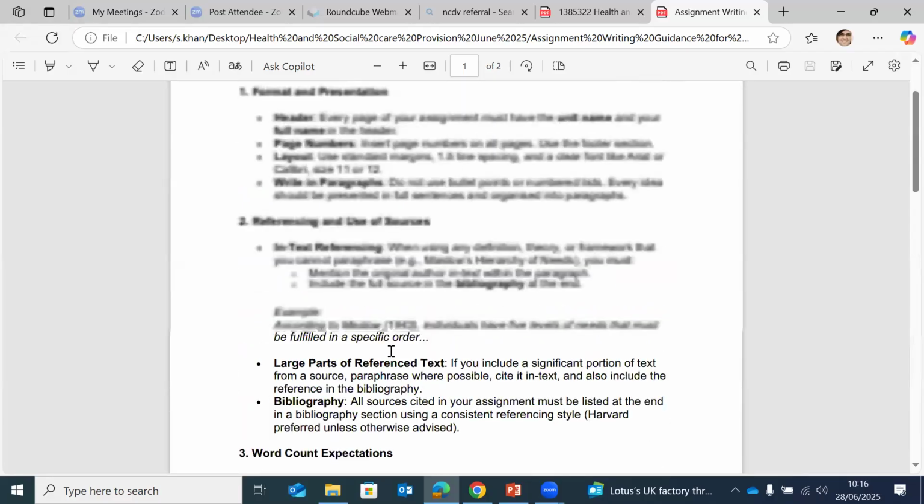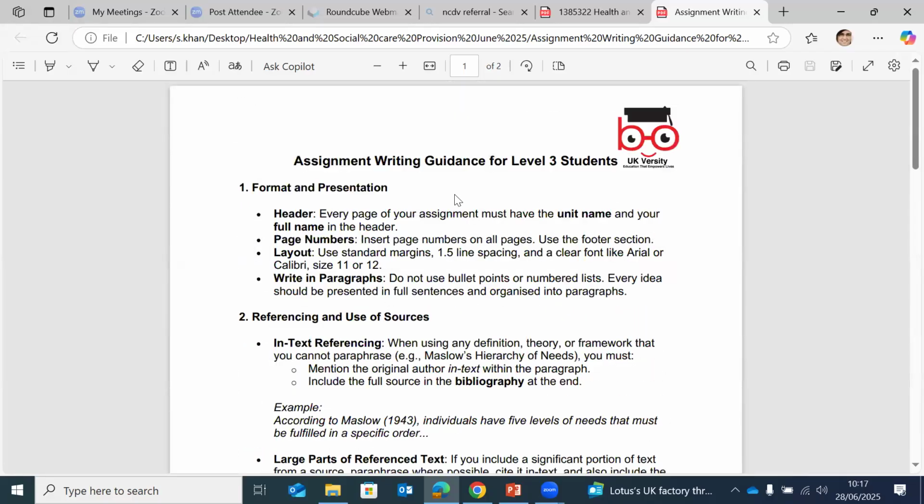So this is all available. This assignment guidance is all available on Moodle for you, so you could have a look at this in your own time, okay? Any questions on that? We'll go through it more anyway, so you've got a bit of an idea. The other one is the assignment brief.